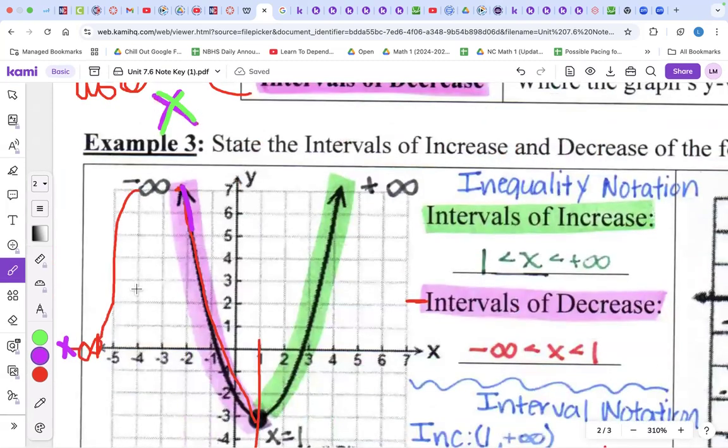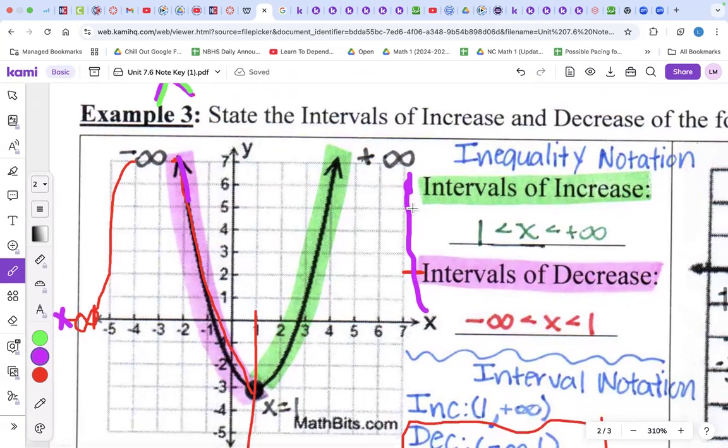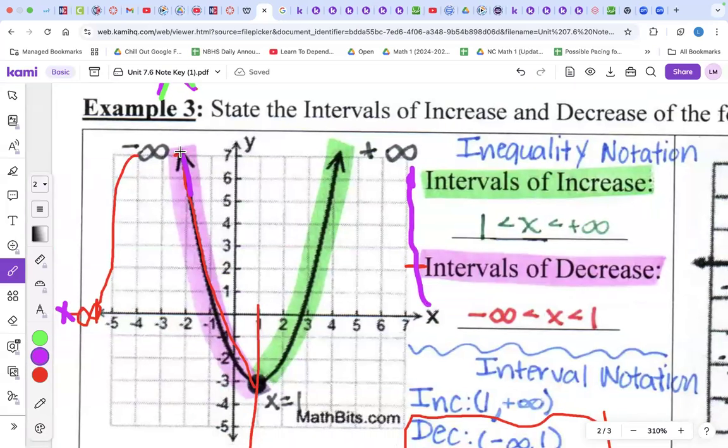So here, we just put it up here. And right here we've got the positive infinity, but we're talking about x. Now, let's look at this. It says, what are your intervals of increase and what are your intervals of decrease? First of all, we go to where the arrows are. And where does it start? Negative infinity.